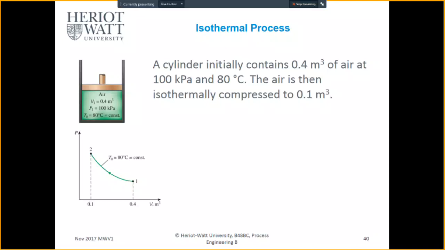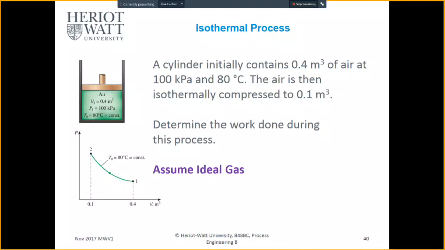Quick summary. You have a cylinder that initially contains 0.4 cubic meters of air at 100 kilopascals and 80 degrees Celsius. The air is then isothermally compressed to 0.1 cubic meters. Determine the work done during this process. Assume ideal gas. I'll give you 5 minutes, and I'll walk around. And also look for the remote.